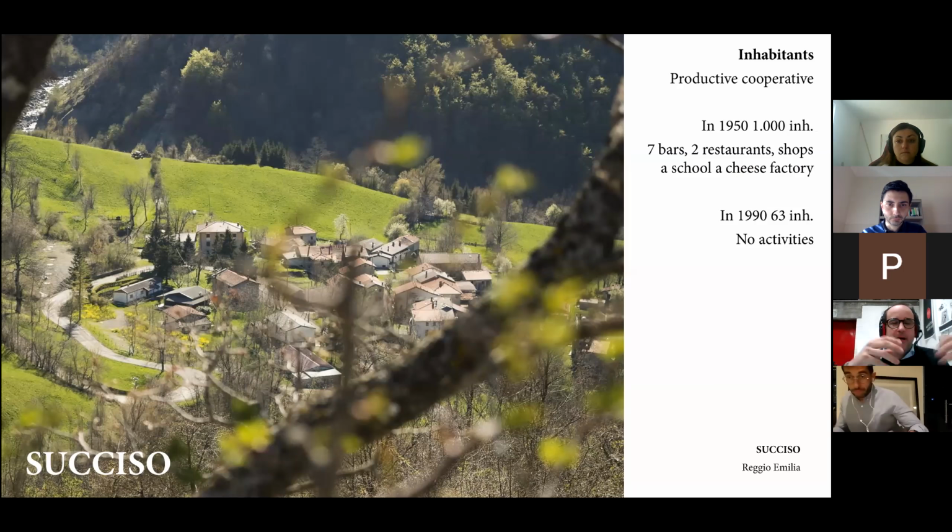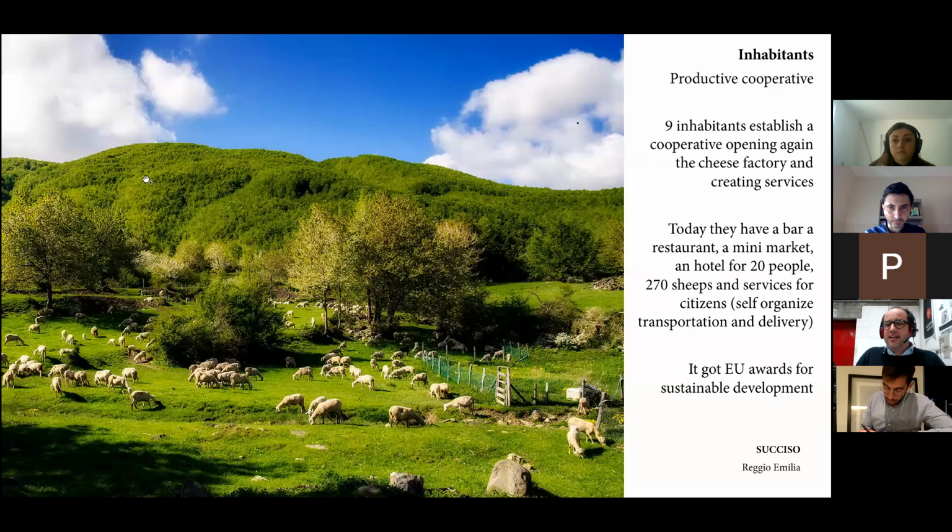I just present you some of these examples that are part of a huge research. One of the most popular cases is the case of Succiso. Succiso in 1950 had 1,000 inhabitants, 7 bars, 2 restaurants, shops, schools, and a cheese factory. And in the 1990s it had 63 inhabitants without any activities. Okay, in Succiso, the 63 inhabitants, in reality 9 persons, decided to establish a cooperative system to put everything together, to come back to the production of the Castelmagno cheese.